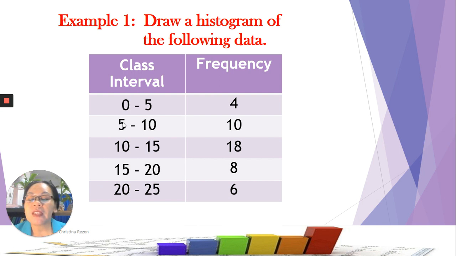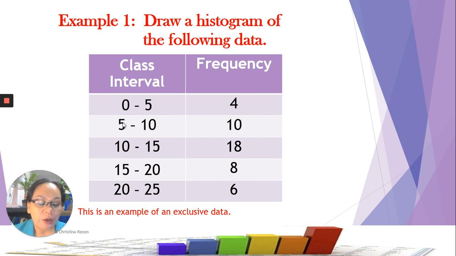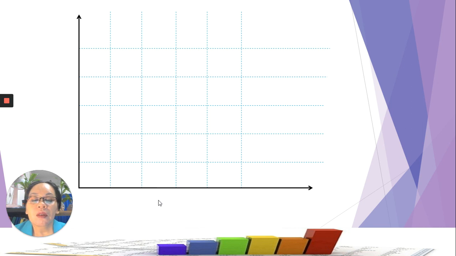And this type of data is what we call an exclusive data or continuous data. Now, in making a histogram, our data must be continuous or exclusive. So it's easy for us to plot or to make a histogram for this data. Then let's move on. So you have here your x-axis, and that is for your class interval, and you will have your y-axis for your frequency.